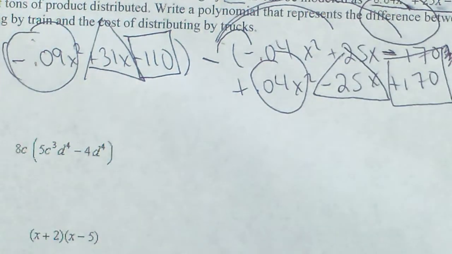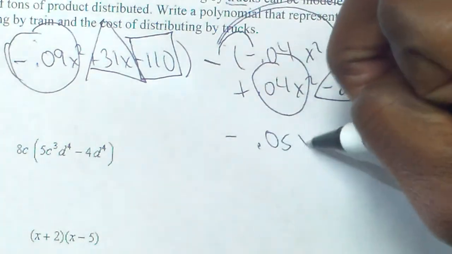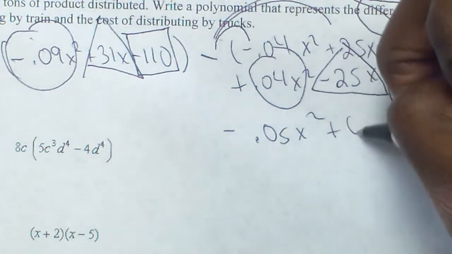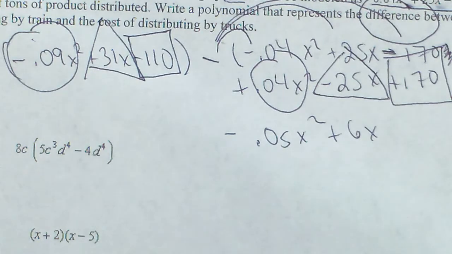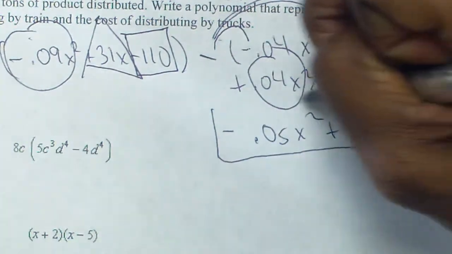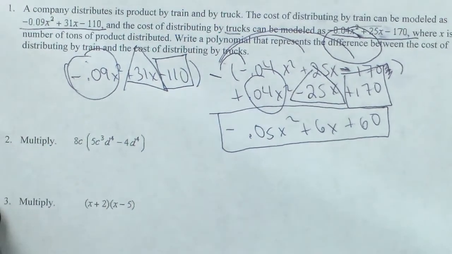So I just kind of use circles, triangles, and rectangles. So when we combine the negative 0.09 plus 0.04, that gives us negative 0.05x squared. Then we have 31 minus 25, which gives us a positive 6x. And then negative 110 plus 170 gives us a positive 60. And that is the difference of distributing by train and trucks. Got it? Okay, the next one says to multiply.